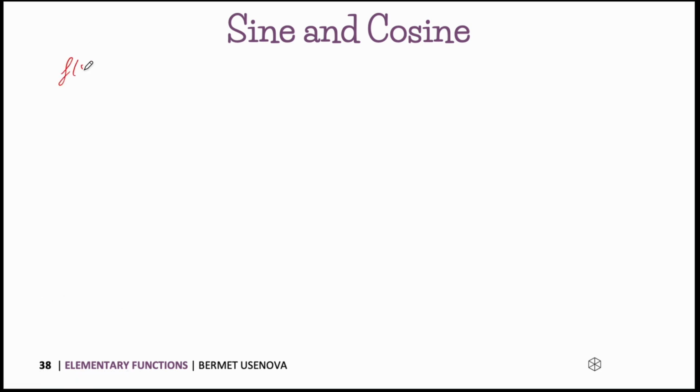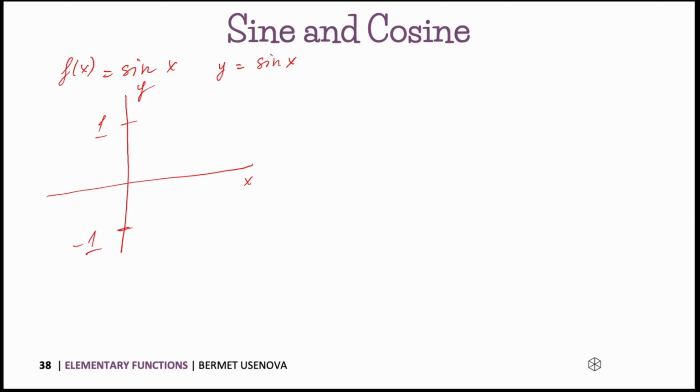So for example, if f of x, our function, is sine x, the graph, let's say this is y and this is x. We can also write it as y equals sine x. So the function sine x, for the basic function, will go from 1, and here we have minus 1, and it's a periodic function, so it goes like this and this. This we call a cycle, and here is 2 pi.